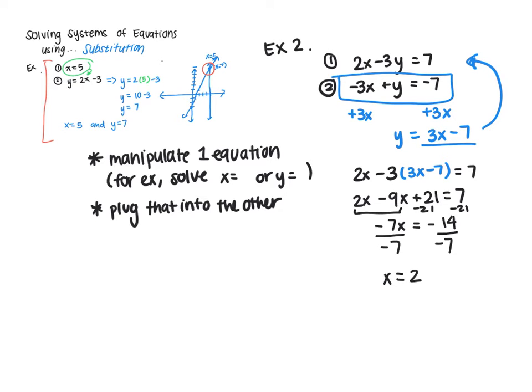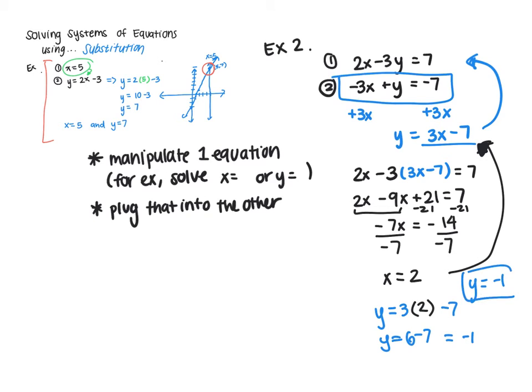To solve for y, we can plug that back into this equation. And so we get y equals 3x, which we know is 2, minus 7. So y equals 6 minus 7, which is negative 1. So y is negative 1. So that means graphing these two equations, they would intersect at 2, negative 1.